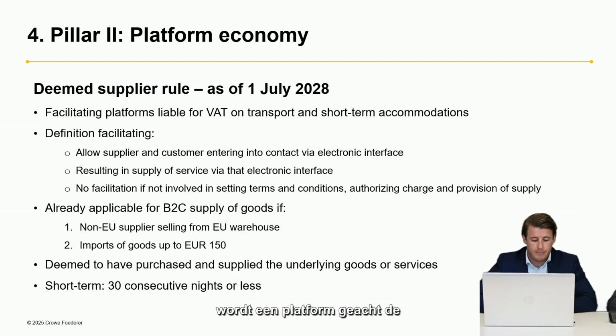And under this deemed supply rule, a platform is deemed to have purchased and subsequently supplied the underlying goods and services to the customer. And this makes the platform liable for the payment of VAT on the transaction to the customer. For clarity, short-term accommodation, this category only relates to rentals for 30 nights or less.